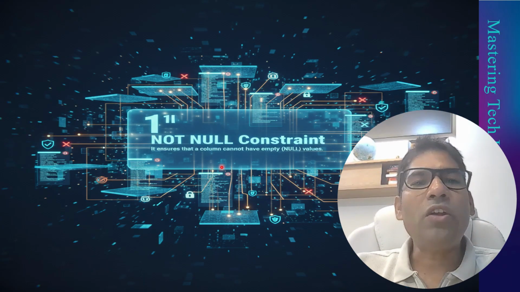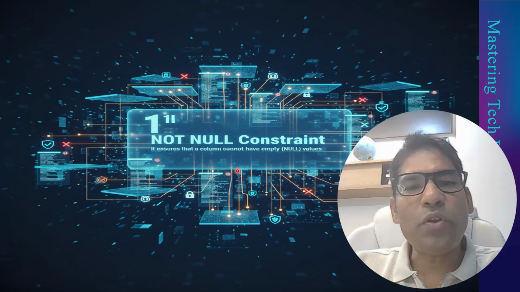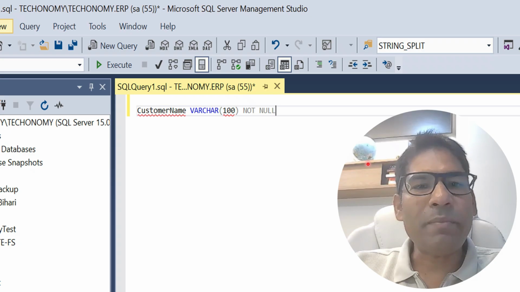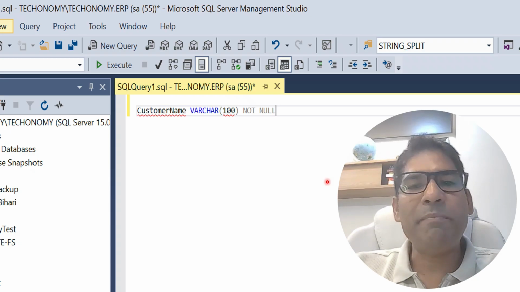Number 1, not null constraint. It ensures that a column cannot be empty. Example, a customer's name should never be blank.